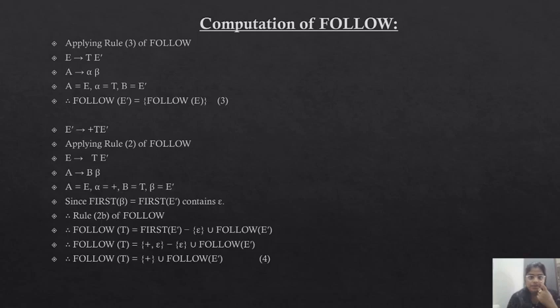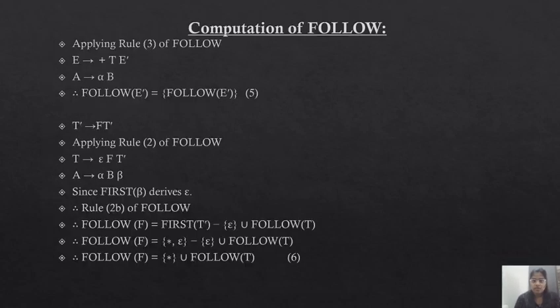Then computations of follow for the remaining grammar, which is E tends to TE dash, A tends to alpha B beta, where A is equal to E, alpha is equal to T, beta is equal to E dash. By applying the same rule to the remaining grammar, we construct the follow. This is also the same using rule 3, rule 2. Based upon the grammar type, we use the rules in the follow to construct the computation for the follow.